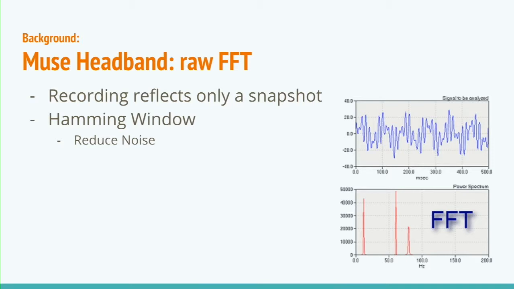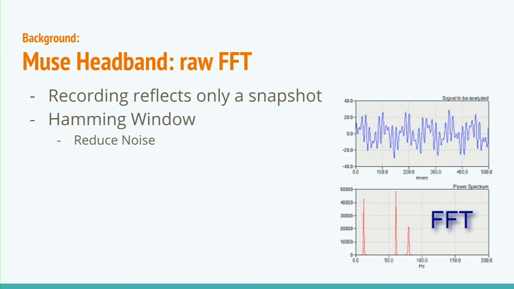And the Muse takes this and automatically calculates a Hamming window of 256 samples that are slid over by 22 samples, which is about 1/10 of a second, giving you a 90% overlap. So all of this together with the raw FFT values that Muse calls is supposed to help reduce noise and try to get rid of any of that random static that the signal might pick up.